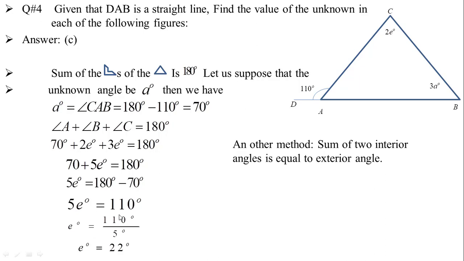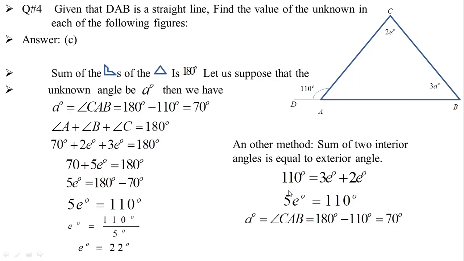Now we can solve by another method. The sum of two interior angles is equal to the exterior angle. By this definition, 2E degrees plus 3E degrees is equal to 110. So 5E degrees is equal to 110. Then the angle A degrees is equal to 180 minus 110 is equal to 70 degrees.